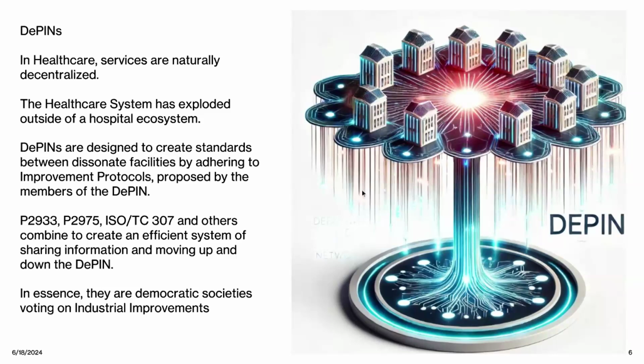businesses that vote on their own industrial standards, including P2933, to easily communicate up and down the DPIN. So we use P2933, P2975, and ISO TC 307 and others to combine and create an efficient system of sharing information and moving up and down the DPIN. They're designed to create standards between dissonant facilities by adhering to improvement protocols proposed by members of the DPIN.